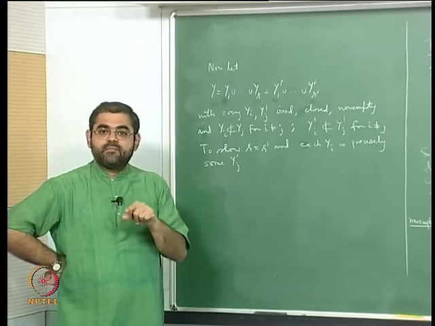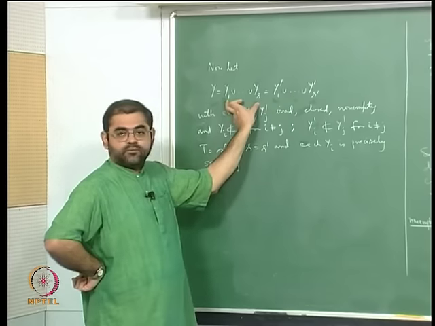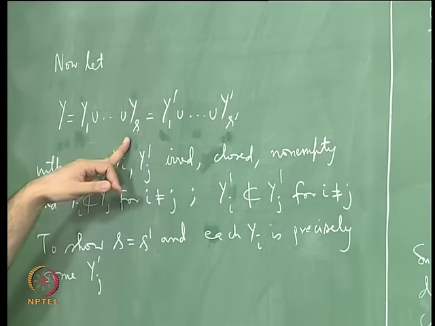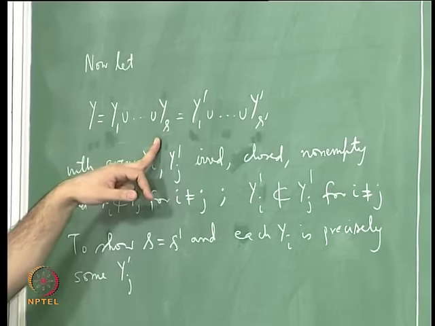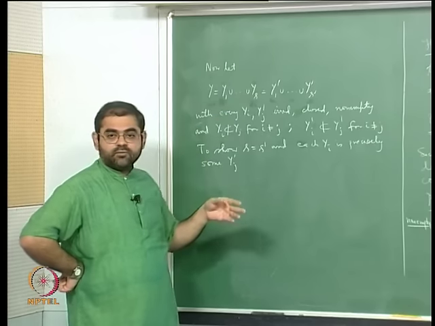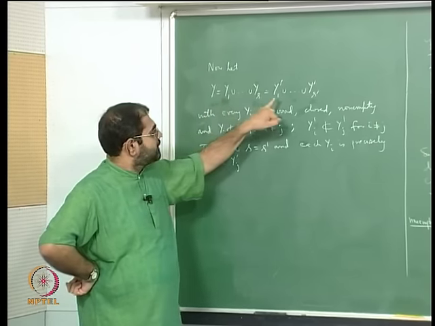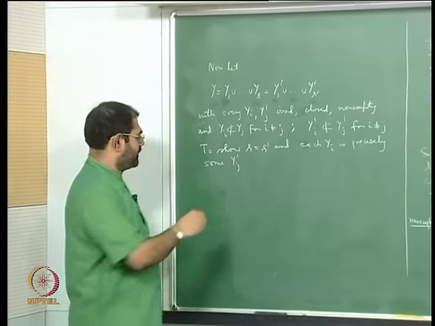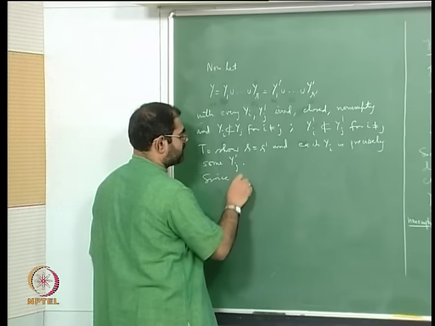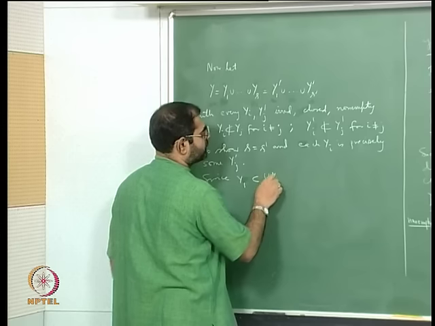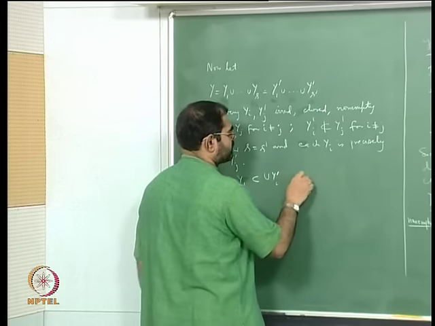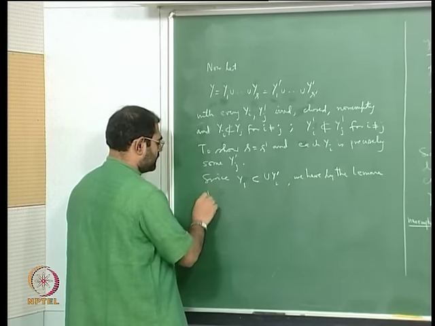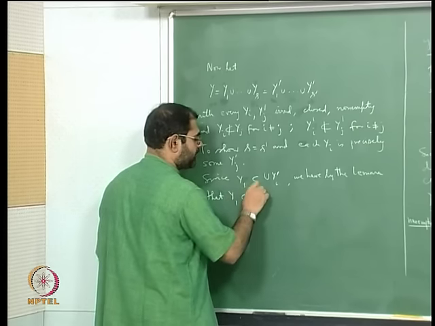Now, again, apply the lemma to y prime j. That y prime j is contained in the union of the yi's, and y prime j is irreducible. Therefore, y prime j is contained in some yj. So if you write this down, you will get that y1 is equal to y prime j. So let me write that. Since y1 is contained in the union of yi primes, we have by the lemma, just using the fact that y1 is irreducible, that y1 is contained in y prime j for some j.